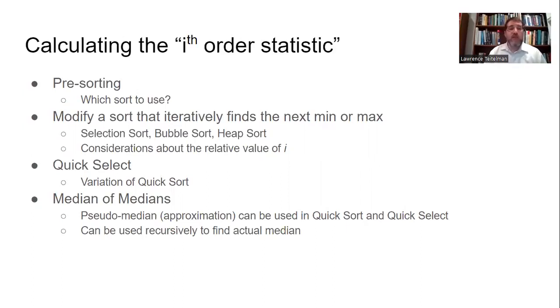It says here, selection sort does that. It keeps finding the min, the next min. Bubble sort finds the heaviest one or the lightest one, depending on how you write it. Heap sort also, right? It always has the min on the top. Why is insertion sort not listed here? Why doesn't it work like that? Does insertion sort keep finding the next min?